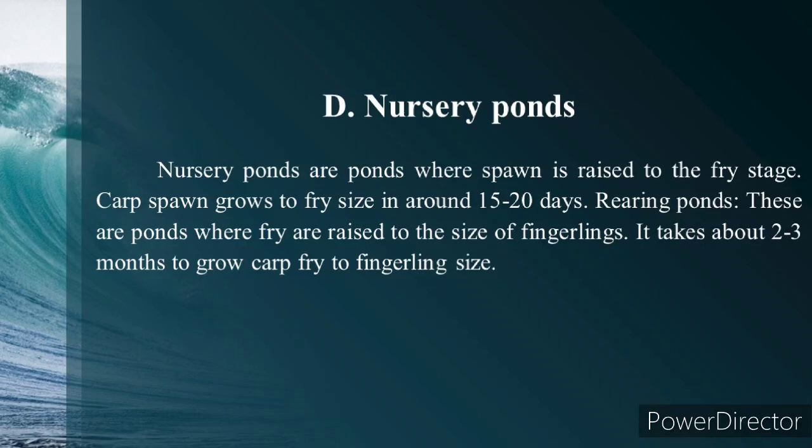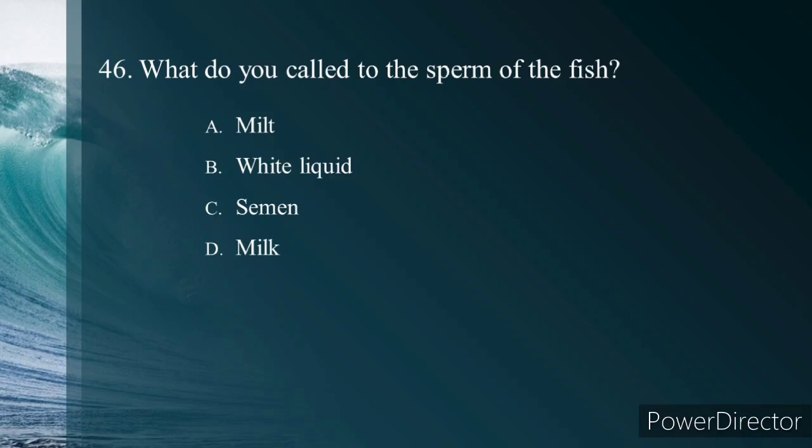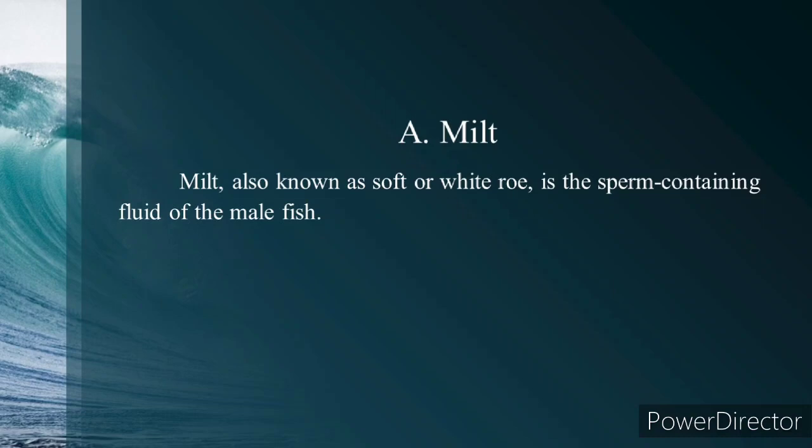Number 46. What do you call the sperm of the fish? A. Milt. B. White liquid. C. Semen. D. Milk. The answer is A. Milt. Milt, also known as soft or white roe, is the sperm-containing fluid of the male fish.